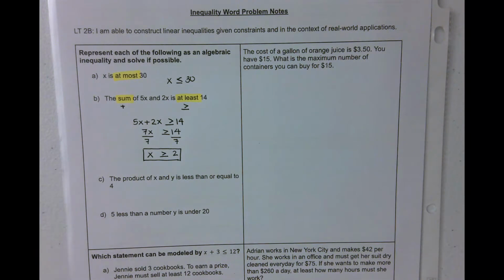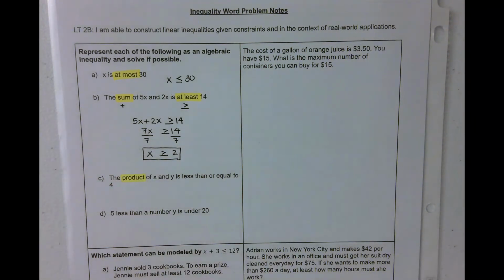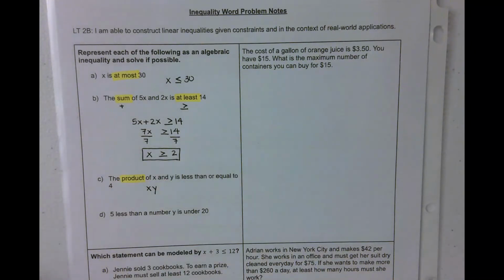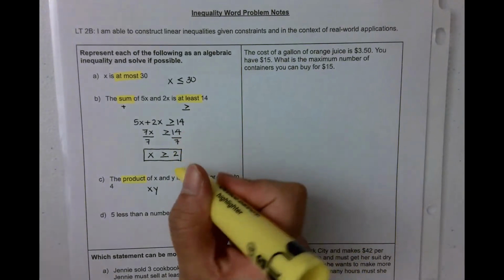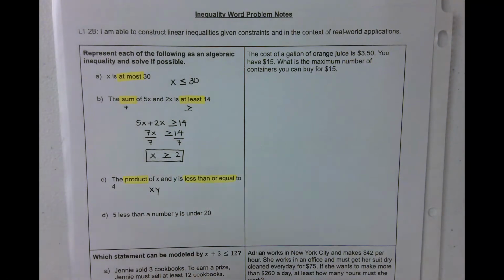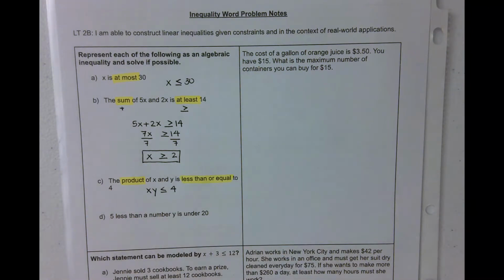Then here for C, it says the product. Hopefully you know that product is multiplication. So the product of x and y, I am multiplying them. And then it tells us that it is less than or equal to. So I'm going to write less than or equal to 4.